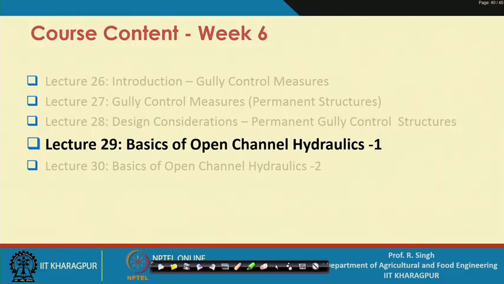To have a relook at the course content of this week, we started this week with lecture 26, introducing the gully control measures. We continued in lecture 27 with gully control measures and with a special focus on permanent structures. And then lecture 28 was on design considerations for permanent gully control structures. And this lecture will be basics of open channel hydraulics part 1, and the basics of open channel hydraulics will continue in lecture 30. That will be the next lecture, that will be part 2.